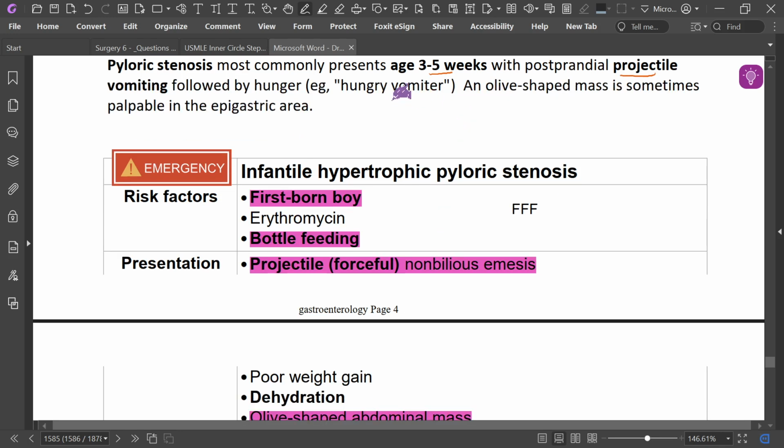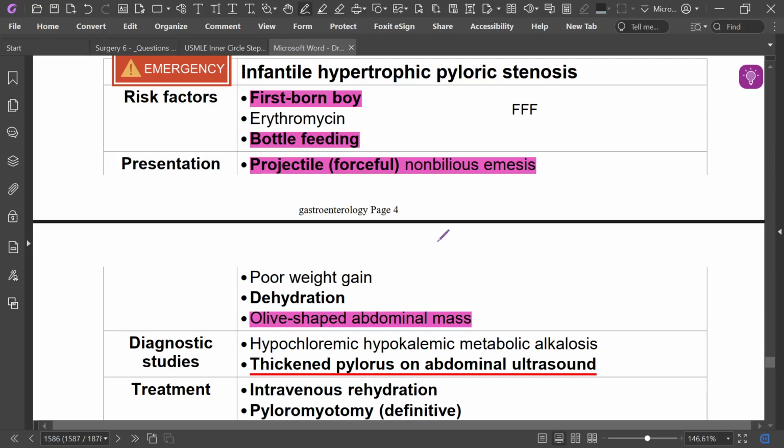So, hungry vomiter: infantile hypertrophic pyloric stenosis. Firstborn baby, bottle feeding baby, and erythromycin is one of the risk factors. There is projectile, forceful, non-bilious emesis, poor weight gain, dehydration, and an olive-shaped abdominal mass.